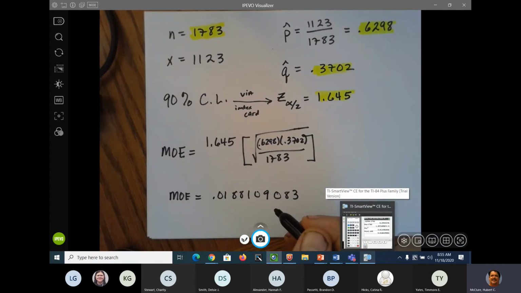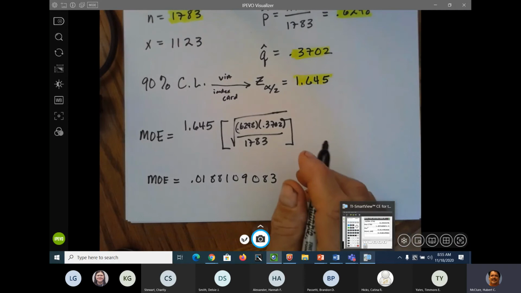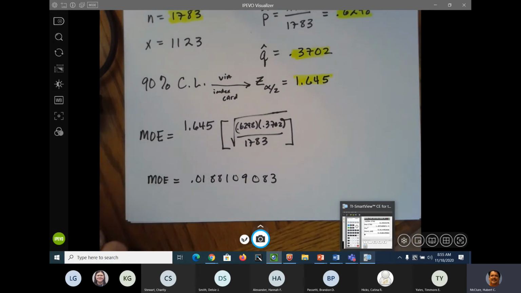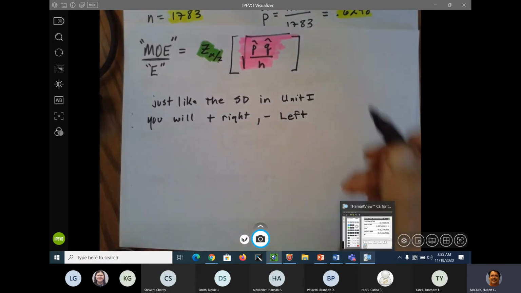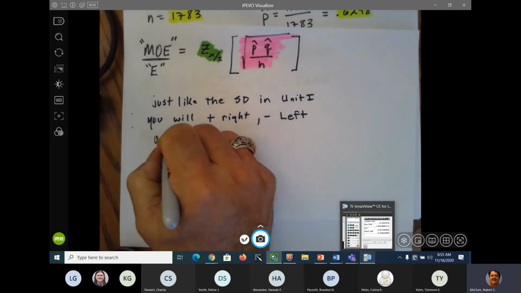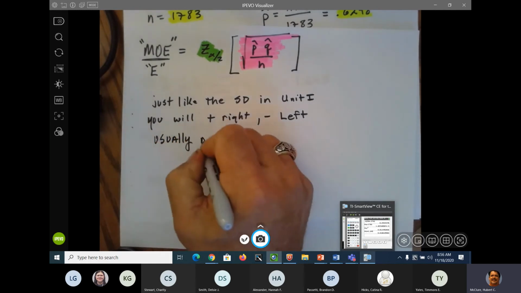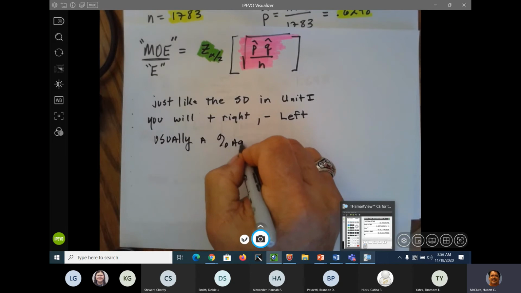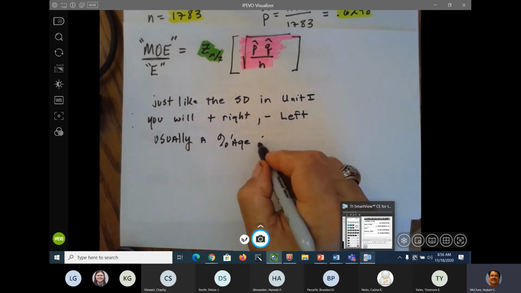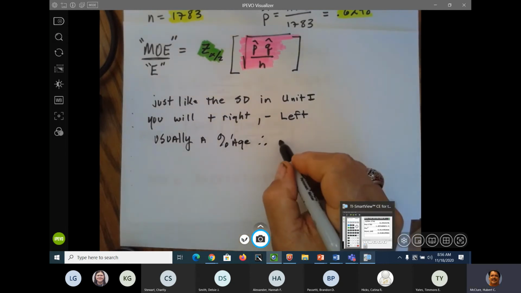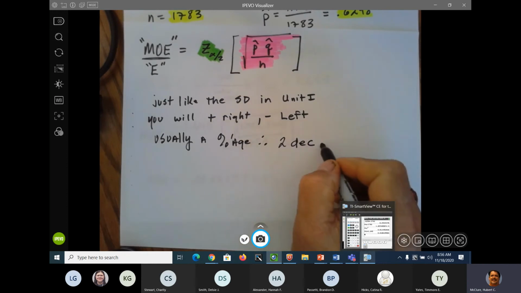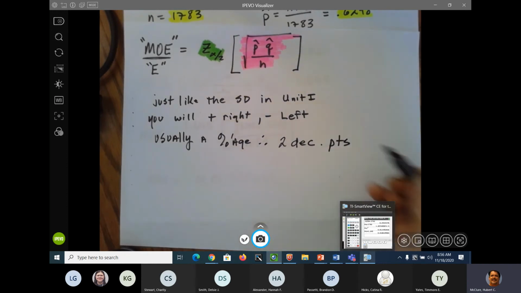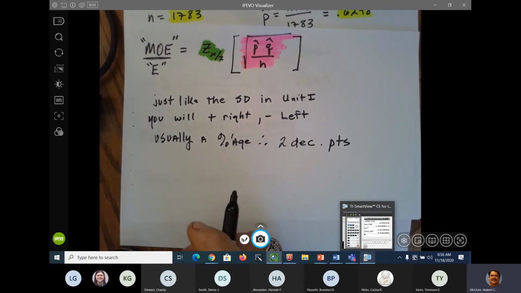Now, I can tell you right now that most margins of error are going to be rounded to the second digit because margin of error is usually a percentage. And you can write that down on your sheet right here. Usually a percentage. Therefore, 2 decimal points. Usually. Okay. Sometimes 3 because they want a 0.5 or something like that.